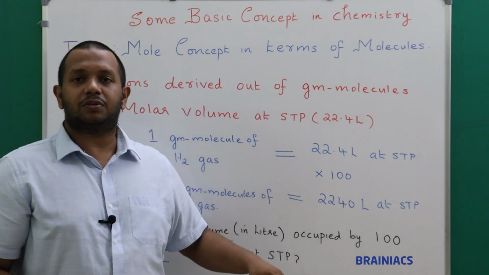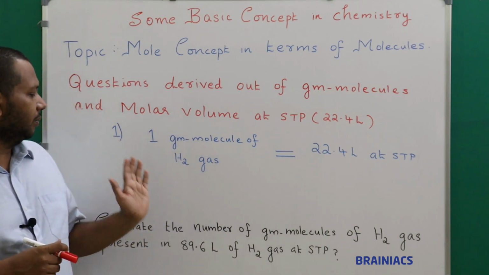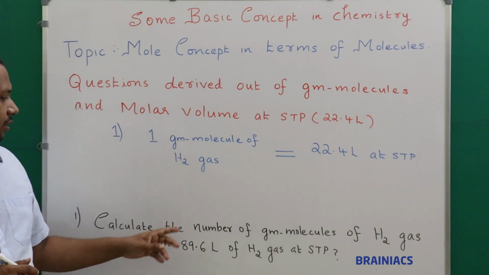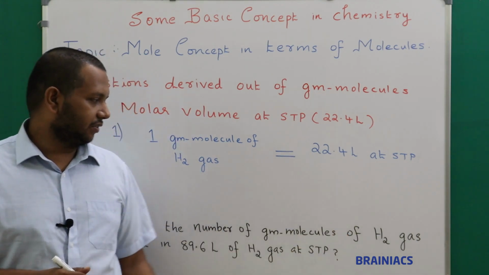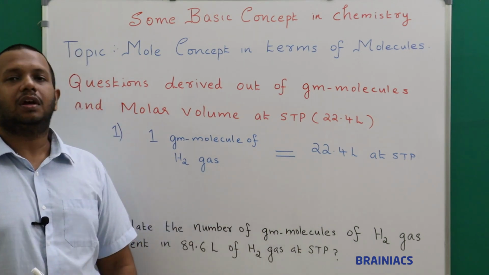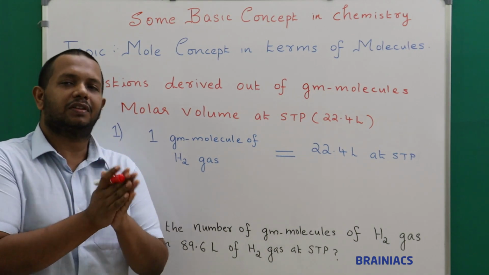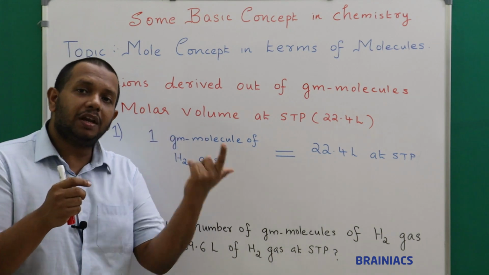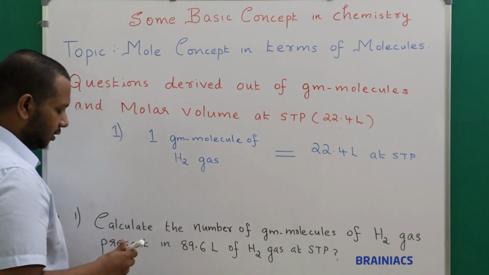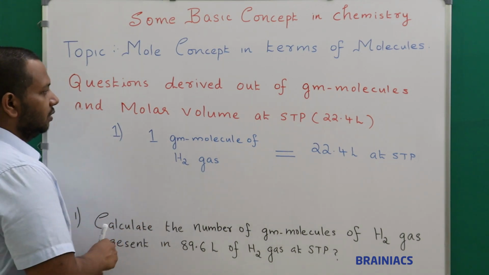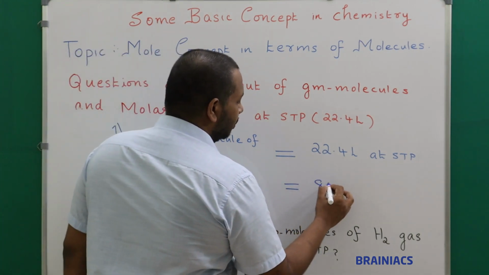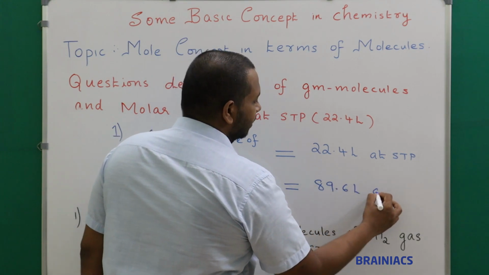Now we will do the next question out of the same relationship. We will go through the next question. You are able to see the question now. Calculate the number of gram molecules of hydrogen gas present in 89.6 liters of hydrogen gas at the STP. So they are asking, if you are given 89.6 liters of hydrogen gas at STP, how many gram molecules of hydrogen will be present in that? Okay. So they are asking you this part, the number of gram molecules. And they have given 89.6 liters at STP.